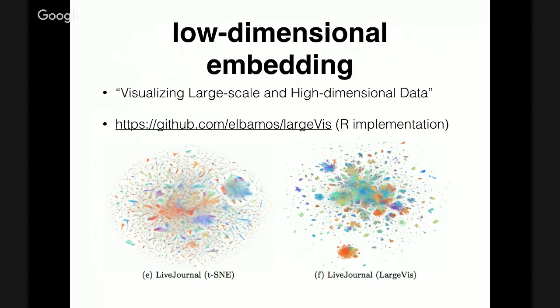There was a new paper that came out a few months ago, Visualizing Large-scale and High-dimensional Data. They actually use ANNOY a lot in that paper, and it claims to be a little bit better than t-SNE. I also found this R implementation, and I've been talking a little bit to the author. It doesn't use ANNOY, unfortunately, but the original paper uses ANNOY a lot. Okay, cool. So these are all interesting applications of vector models.